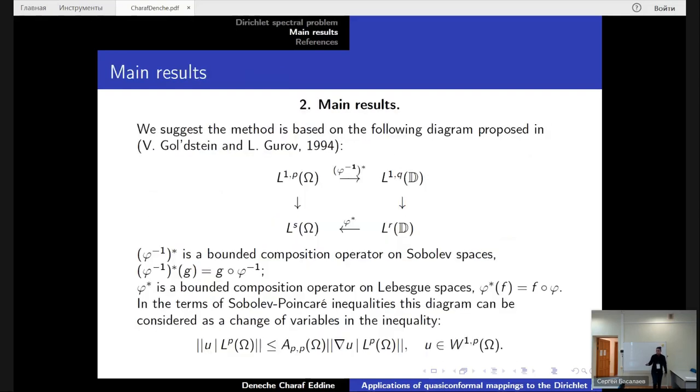For this reason, we suggest a method based on the following diagram proposed by Goldstein and Gurov. The method of study is based on the geometric theory of composition operators, with the relation to Brennan's conjecture. That allows you to obtain the Poincaré-Sobolev inequality in any simply connected domain omega different from R2.